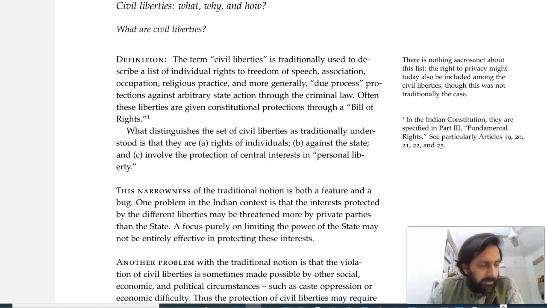I should note in passing that you can have quite robust protections of civil liberties by a legal system even without a written constitution. And that was true, for instance, in the UK until quite recently.